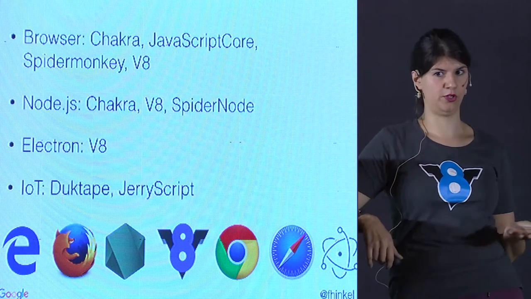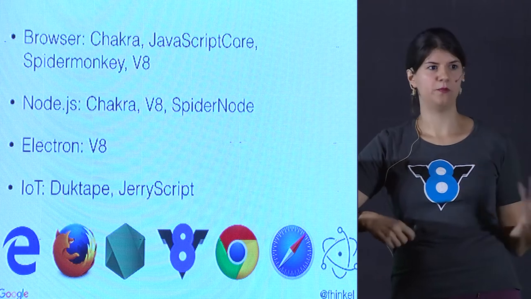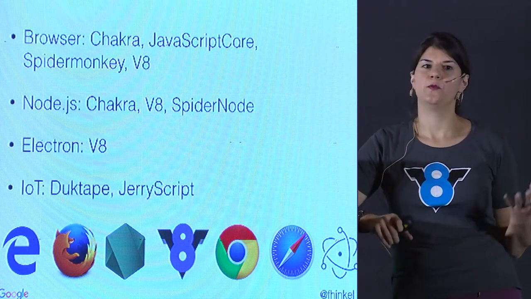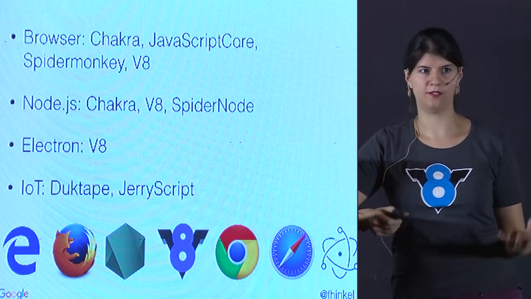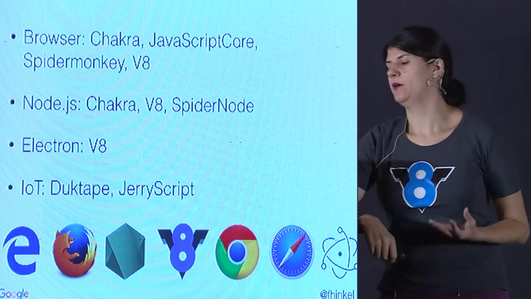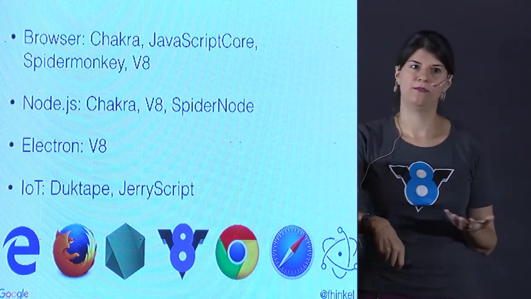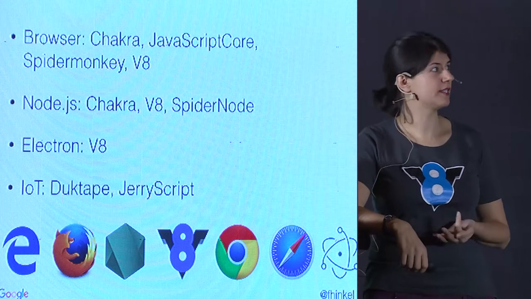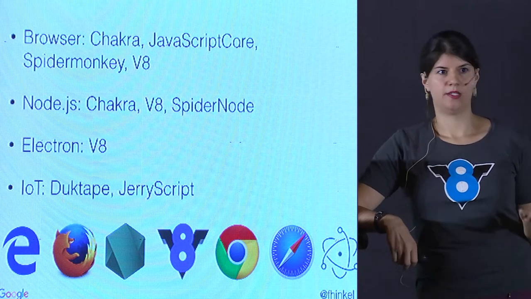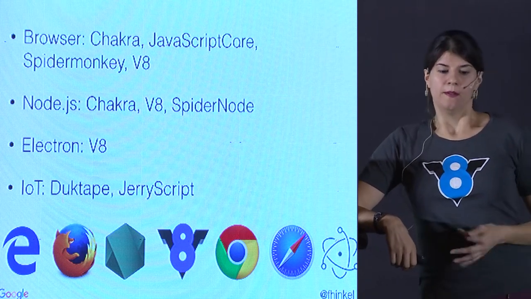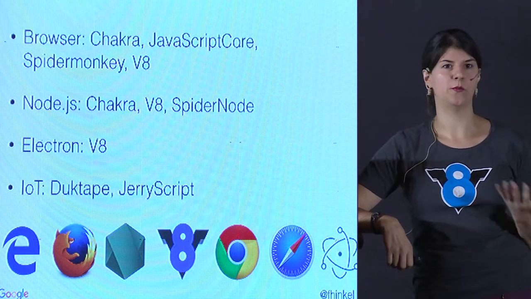There's more than one engine, luckily. I say luckily because having several engines means competition, and competition means that we keep working on improving the engine. So in the end, everybody benefits because it gets faster, it uses less memory, all those things. Just a very quick overview. All the major browsers have their own engine. There is Chakra Core in Microsoft Edge, JavaScript Core or JSC in WebKit and Safari, the Firefox engine is called SpiderMonkey, and then Chrome has V8.